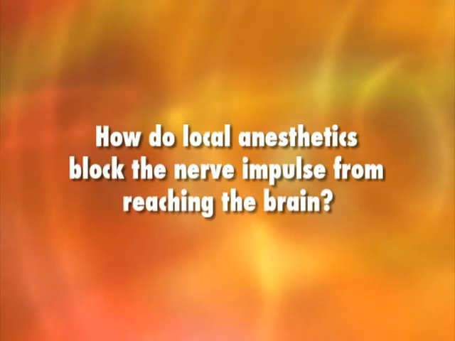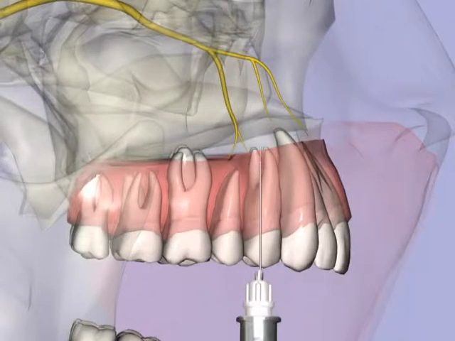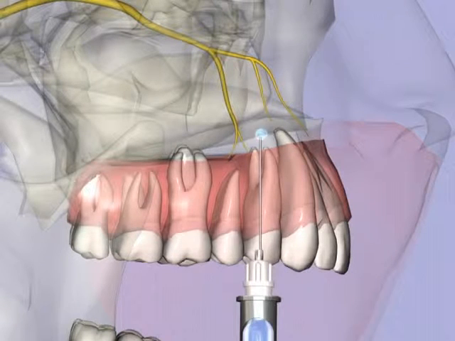How do local anesthetics act to prevent the nerve impulse from reaching the brain? Locals act by blocking sodium channels, so that when the nerve is stimulated, sodium ions cannot enter into the cell, thereby preventing depolarization. The local anesthetic is deposited as close as possible to the nerve and by diffusion enters into the nerve.